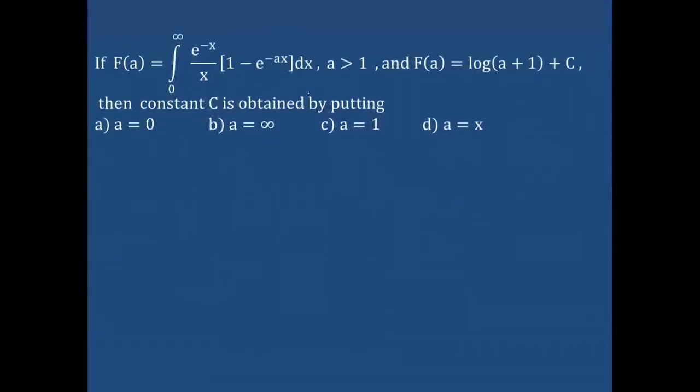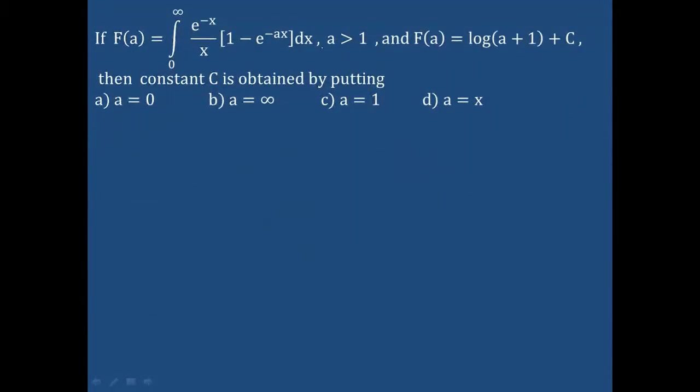The next question is again the same problem. Here f of a is given, as well as f of a equal to some values, where the constant of integration is obtained. This value is obtained by applying the Leibniz rule, so that value is mentioned here. This is one and this is another value, where we have to decide how the c is obtained, that is, what should be the value of c obtained by putting the values of a. So this we have to decide.